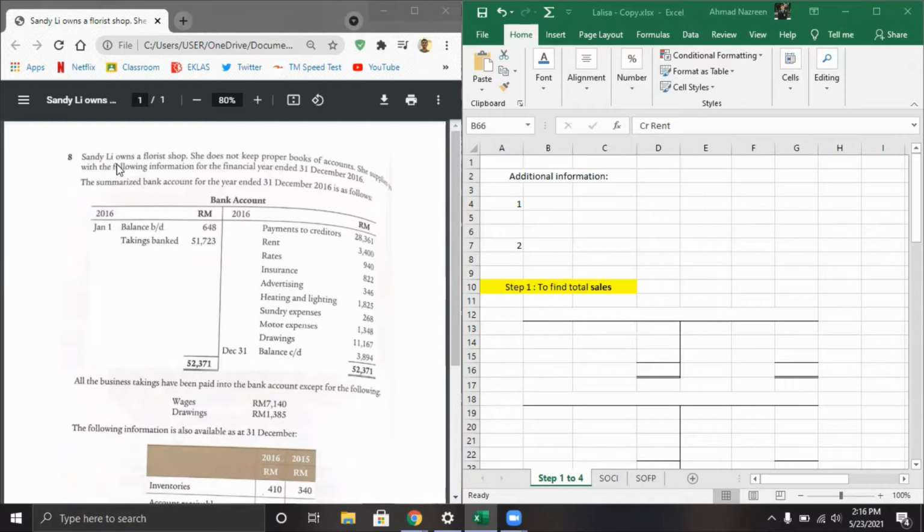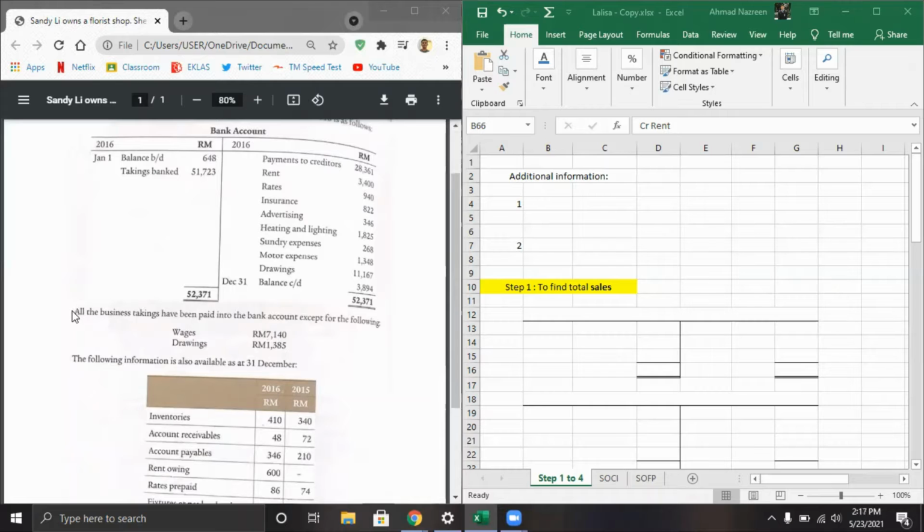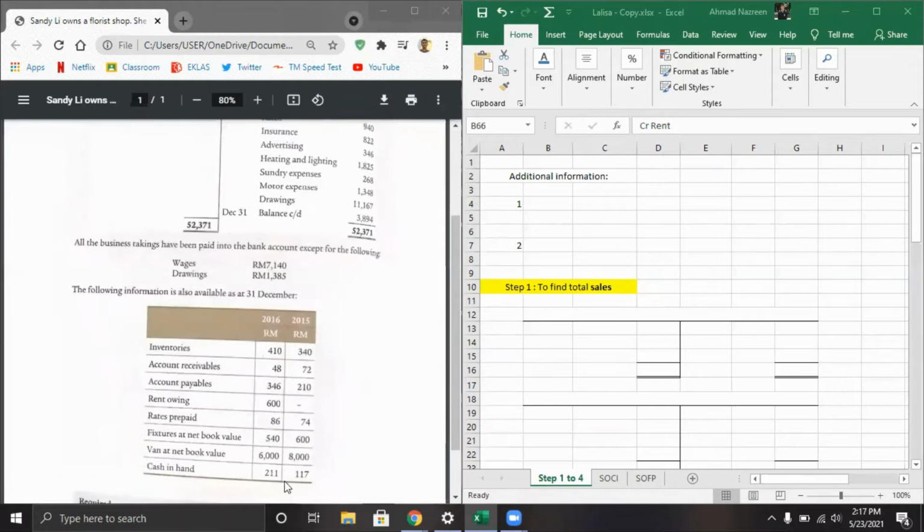So Sandy Lee owns a florist shop. She does not keep proper books of account. She supplies us with the following information for the financial year ended 31st December 2016. So this is the summary for the bank account, and this is the additional information, and this is also for the assets and liabilities.